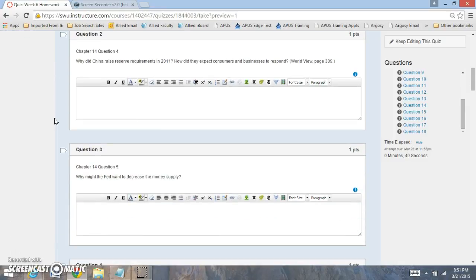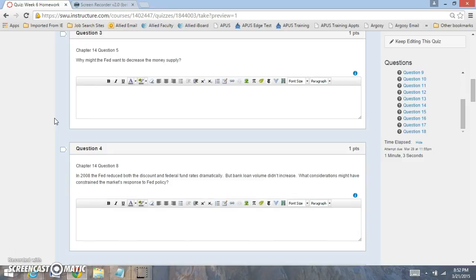Question 2, why did China raise the reserve requirements? How did they expect consumers and businesses to respond? When you raise the reserve requirements, that means less money is available for banks to lend out. So consumers and businesses are not able to borrow as much money, because banks are holding back money that they're able to lend out.